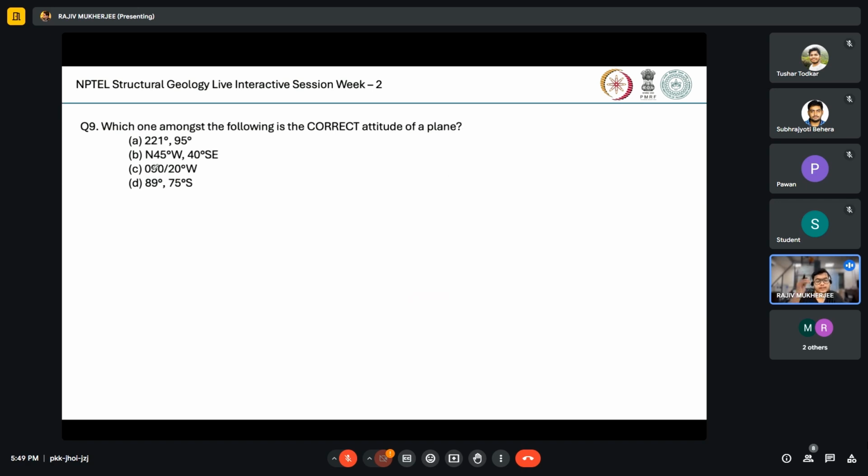Coming to the next question, question number 9. It says, which one amongst the following is the correct attitude of a plane? We have four options: A, 221 degree, 95 degree; B, north 45 degree west, 40 degree southeast; option C, 090 degree west; and option D, 89 degree and 75 degree south. Closely and thoroughly see these options and tell me which one you think is the correct answer.